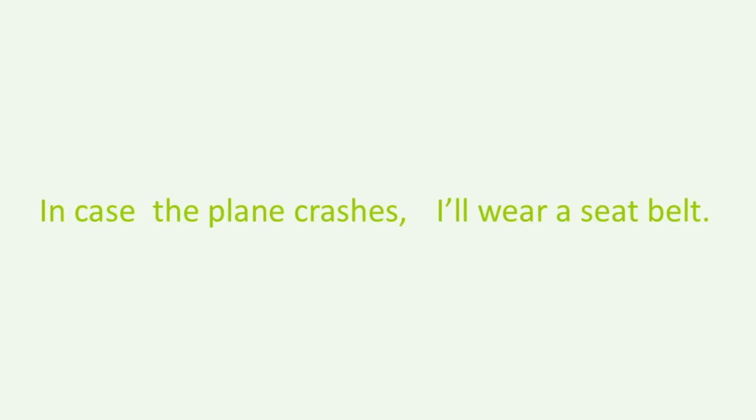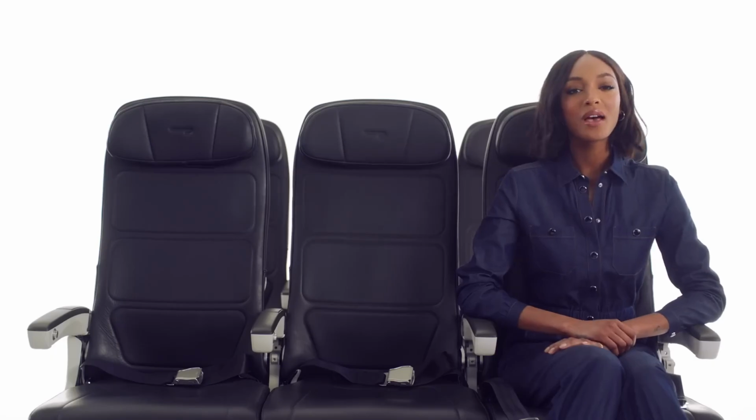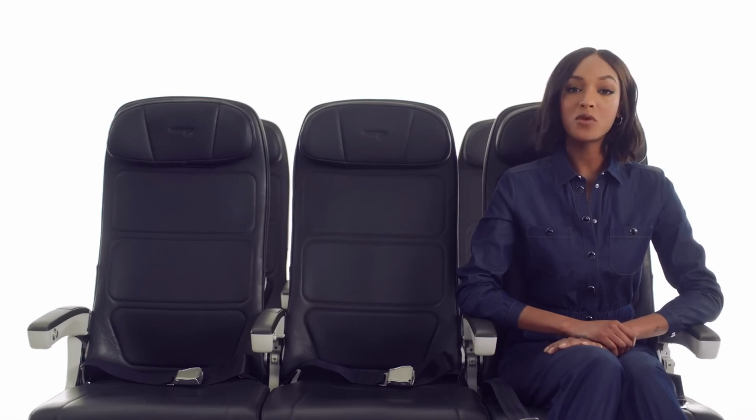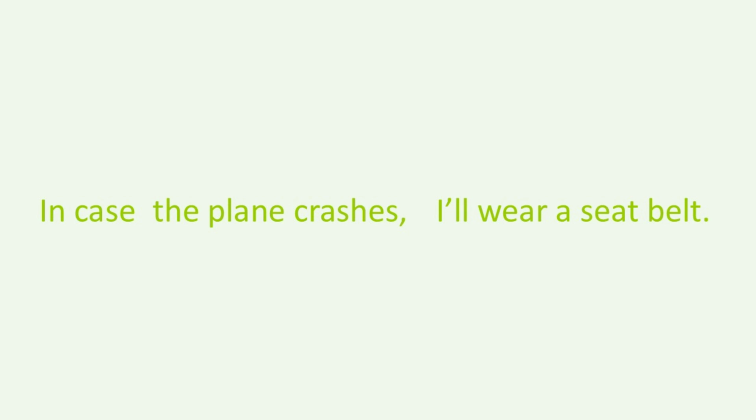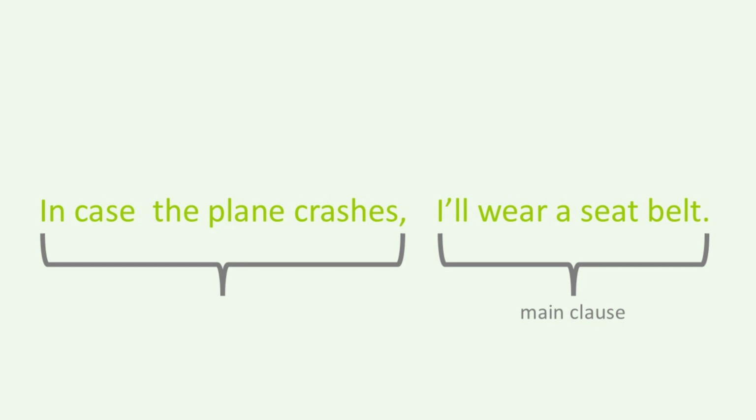Look at this example. In case the plane crashes, I'll wear a seatbelt. Try to answer the questions I ask. There are two clauses in this sentence. What do we call this clause? The main clause. What do we call this clause? The if clause. Yes, we still call it the if clause, even though if is not used here.